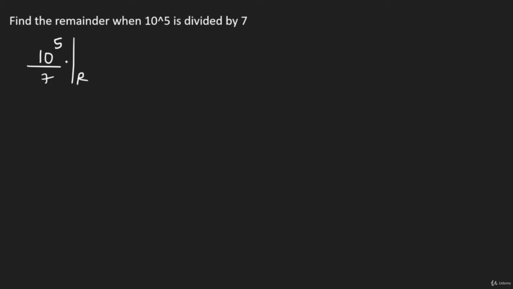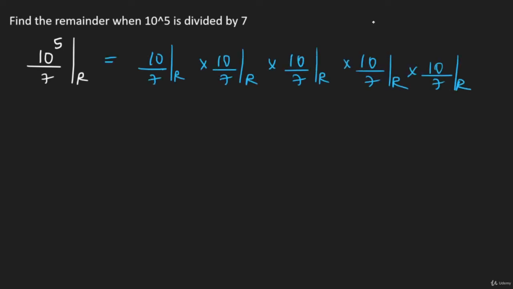As per the basic remainder theorem, I can write 10 to the power 5 as 10 into 10 into 10 into 10 into 10, right? So I can rewrite this expression over here in this manner. I've split it into 5 tens and I've written each term separately. So I have 5 terms over here. Now 10 divided by 7 gives me a remainder of 3, right? Because 10 is equal to 1 into 7 plus 3. So this becomes 3 into 3 into 3 into 3 into 3.